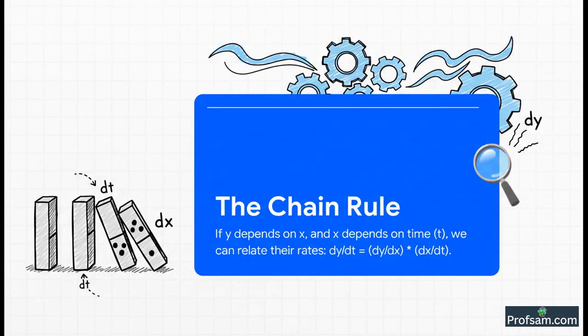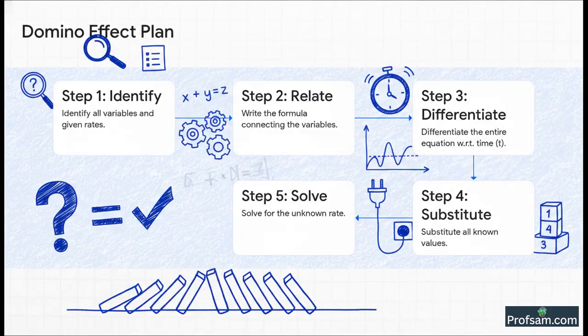So the secret behind this domino effect is a super powerful tool you already know, the chain rule. Think about it. If one thing changes with time, that causes a second thing to change, which then causes a third thing to change. It's a chain reaction. The chain rule lets us connect the speed of the first change to the speed of the last one. It's brilliant. And just like before, we have a clear game plan.